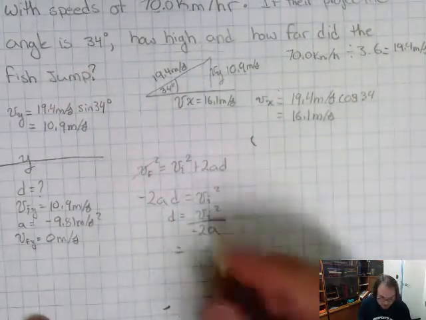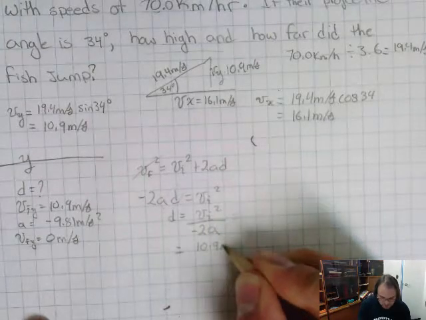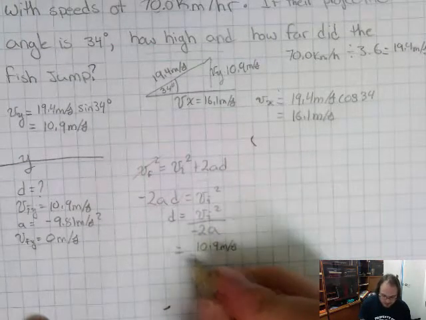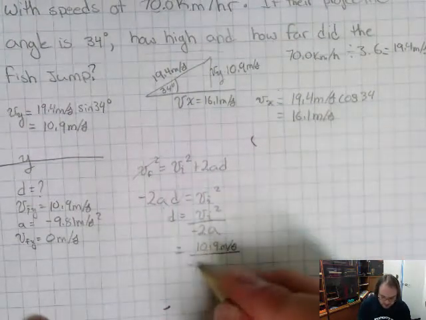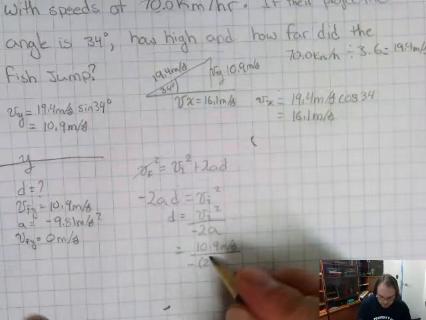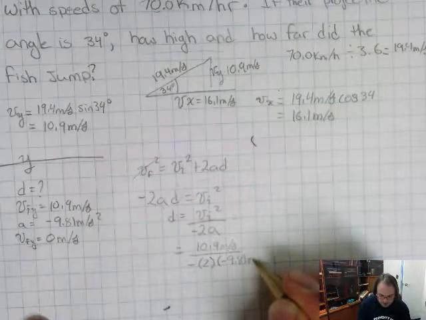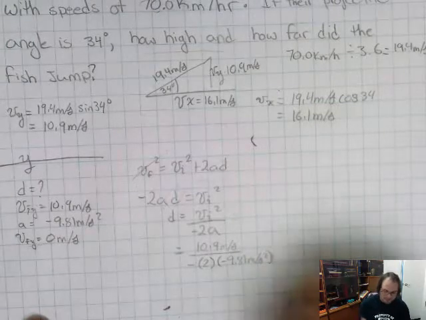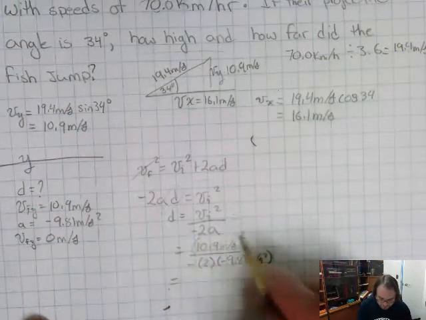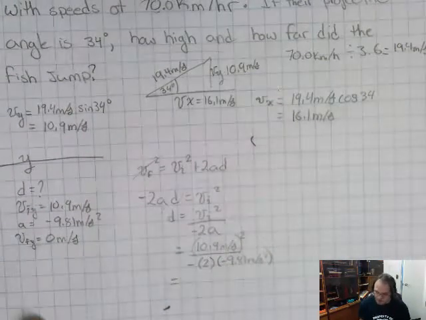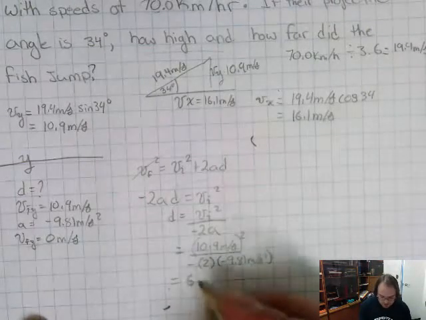And we have 10.9 meters per second, all squared, divided by negative 2 multiplied by negative 9.81 meters per second squared. When I calculate that, I'm going to end up getting a total of 6.06 meters.